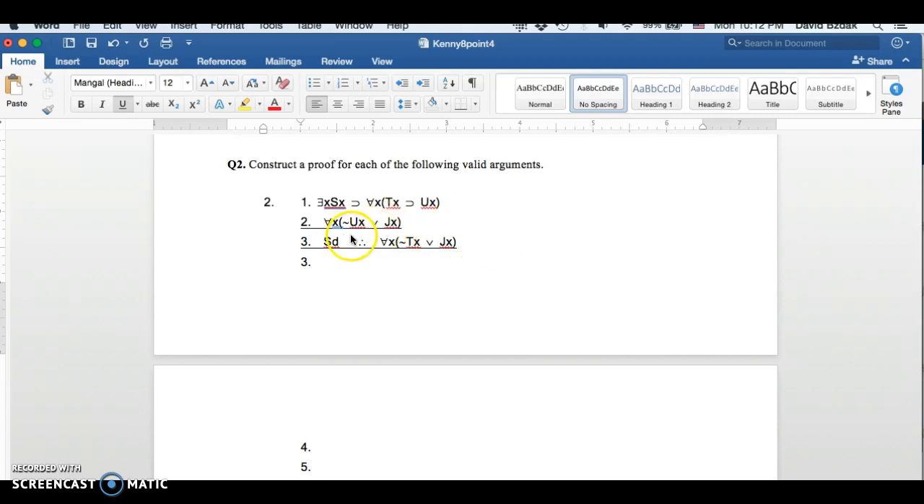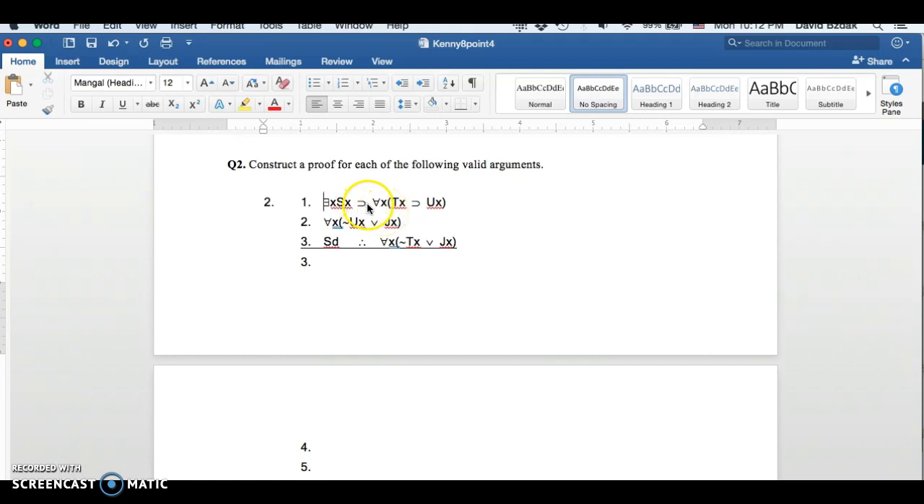Okay, so we've got this universal quantifier. This is a conditional, right? Now remember, you cannot apply the quantifier rules unless the quantifier is the main operator. What that means is it has to come first. There can't be a negation in front of it, and there can't be another operator outside of parentheses.